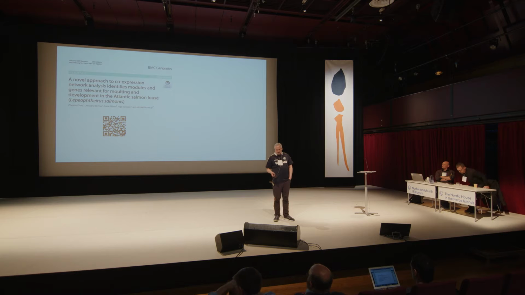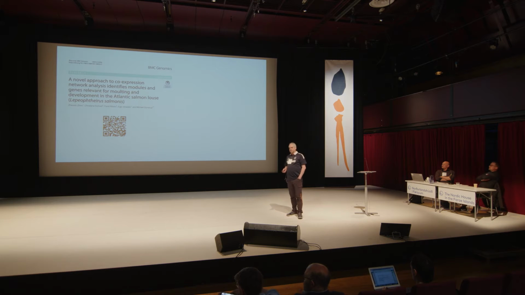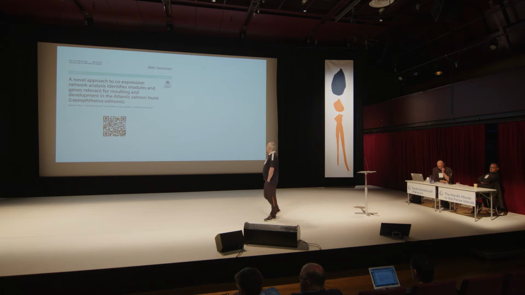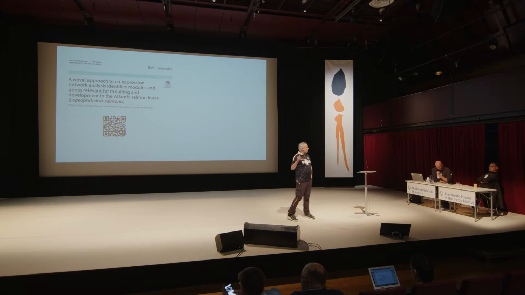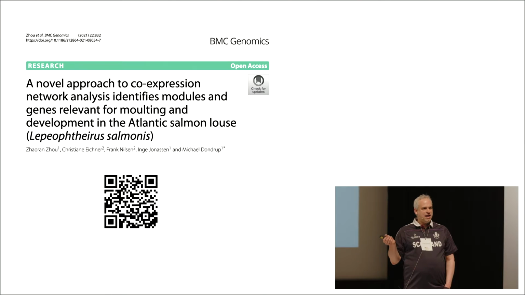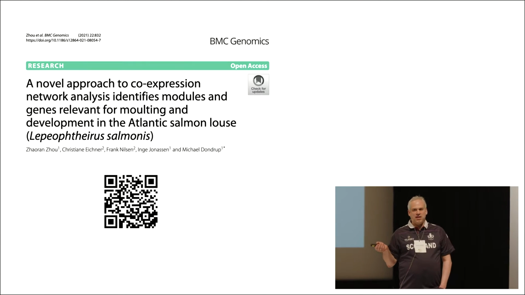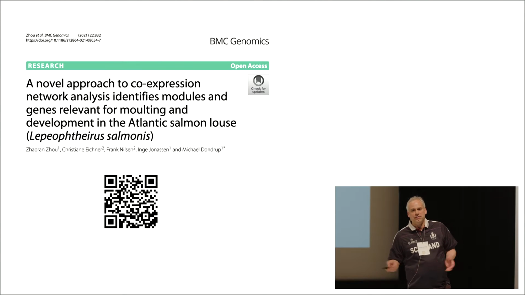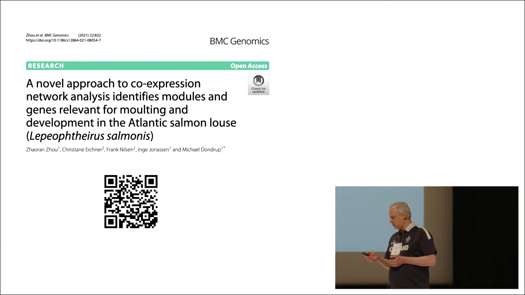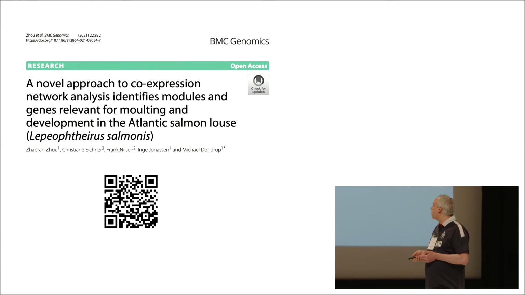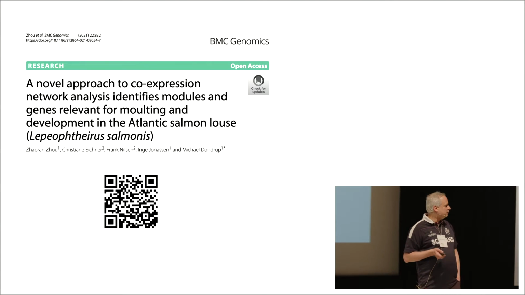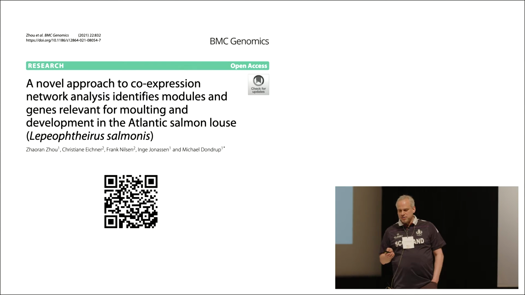Thanks. This is a paper that we recently published on the topic of doing network analysis in the Atlantic salmon louse to identify important genes and modules of genes in the molting or developmental process. And this is mostly work of my PhD student, Jonhard, first author of this paper. So if you're interested in the nitty-gritty details, I need to refer to the method section or supplementary.